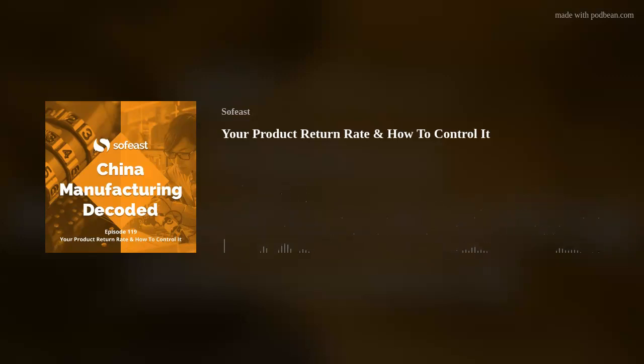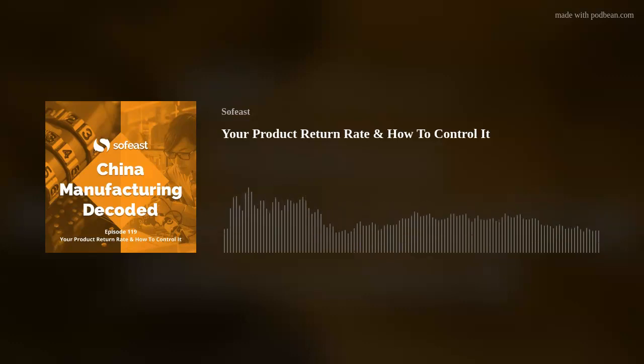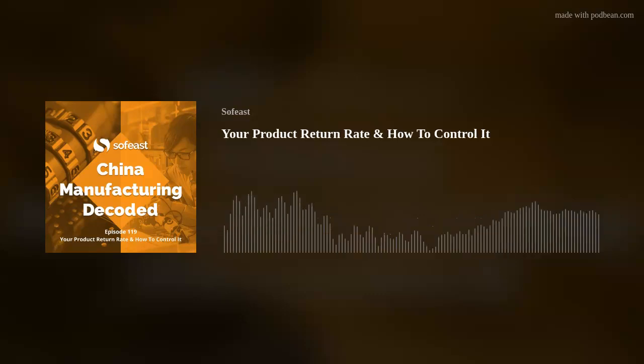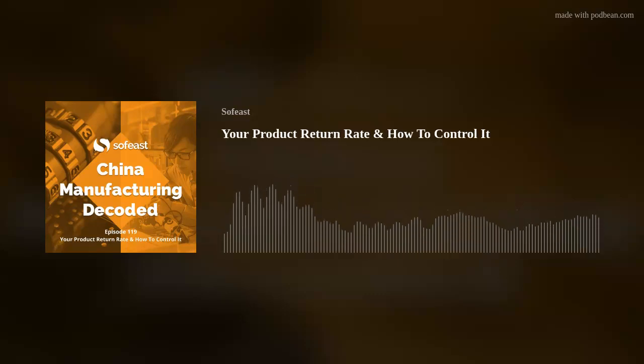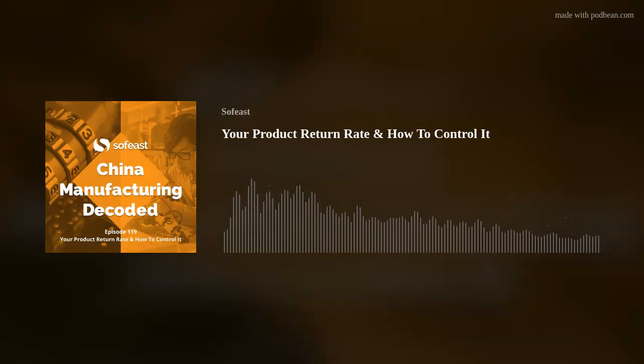So first, definitely, as soon as you get these returns, let's say you get several hundred returns or several thousand returns, you need to triage them. Triage means basically, let's categorize and sort things out. What is wrong with this product? What is wrong with the other one?